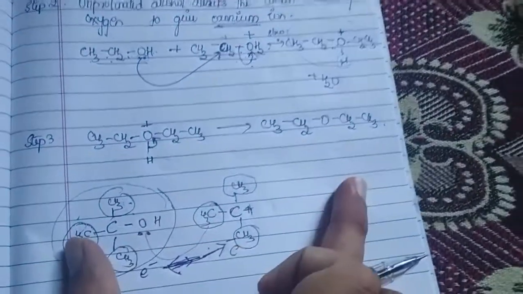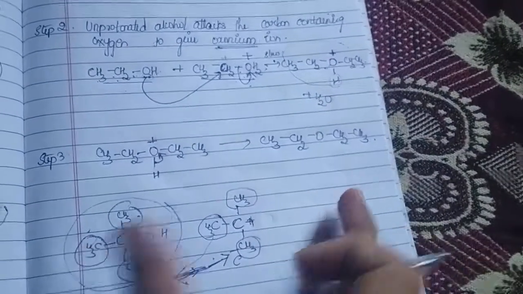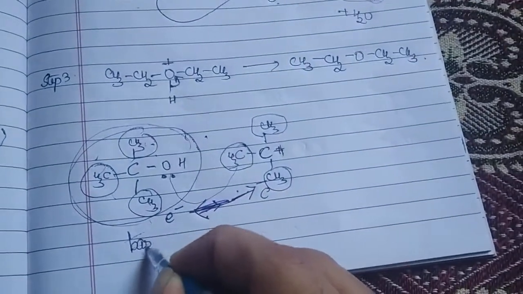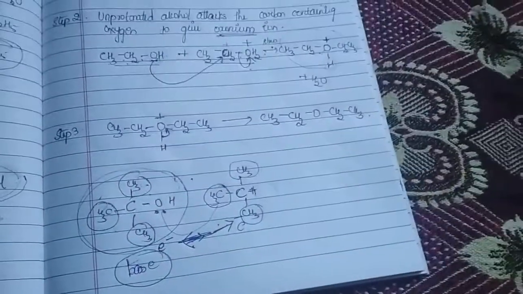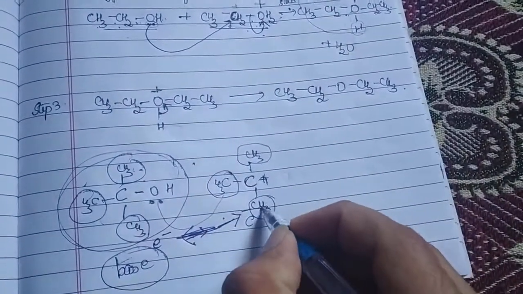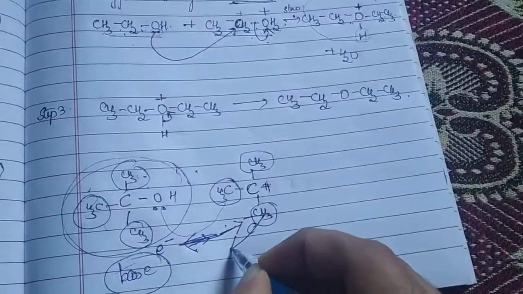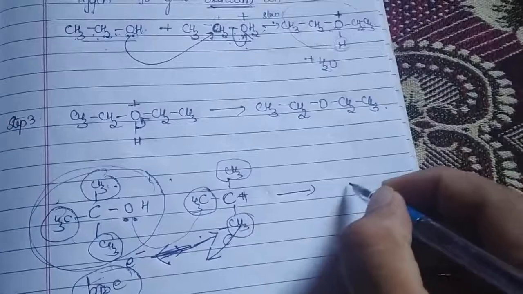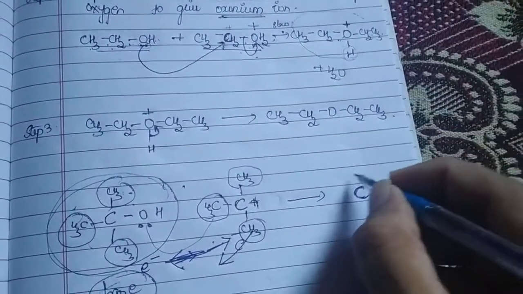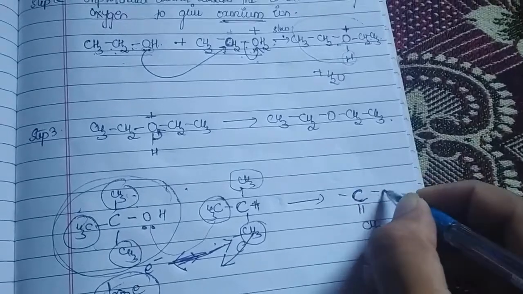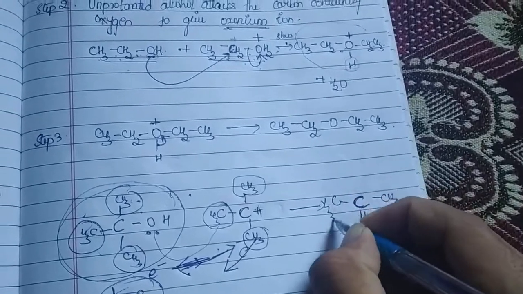When they try to repel each other, what will they try to do? This part, instead of acting as a nucleophile, acts as a base. When it acts as a base, what will it try to do? It will try to abstract a proton, and it will give us a double bond, CH2, CH3, CH3.